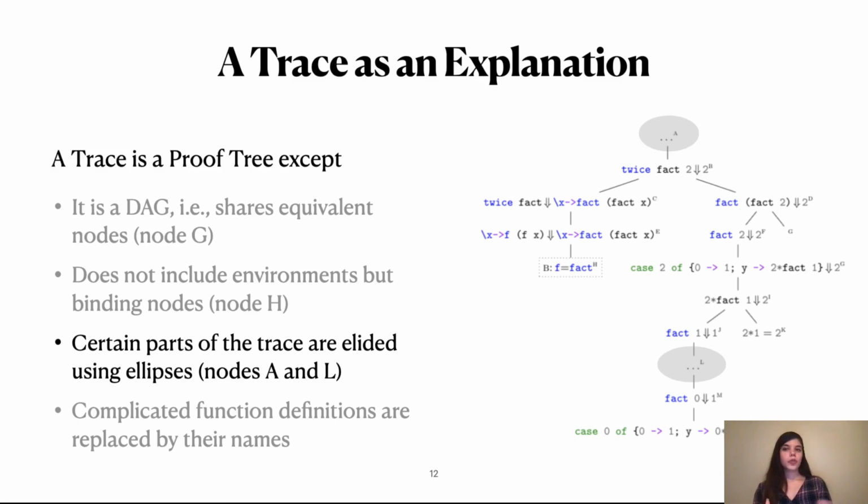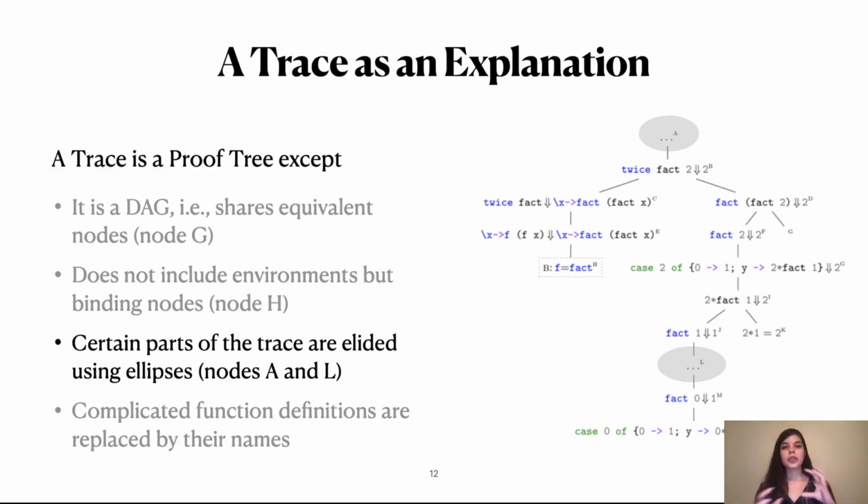So now we have defined what a trace is: a trace that shares equivalent nodes. It doesn't include environments but includes binding nodes, and also complicated function definitions are replaced by their names. So we have talked about these three things. What we haven't talked about is how certain parts of the trace are elided using ellipses. First of all, why do we need to do that? We need to do that because a complete trace can become very huge, which we will see later on in one of the examples. And we need to simplify these traces for an explanation.